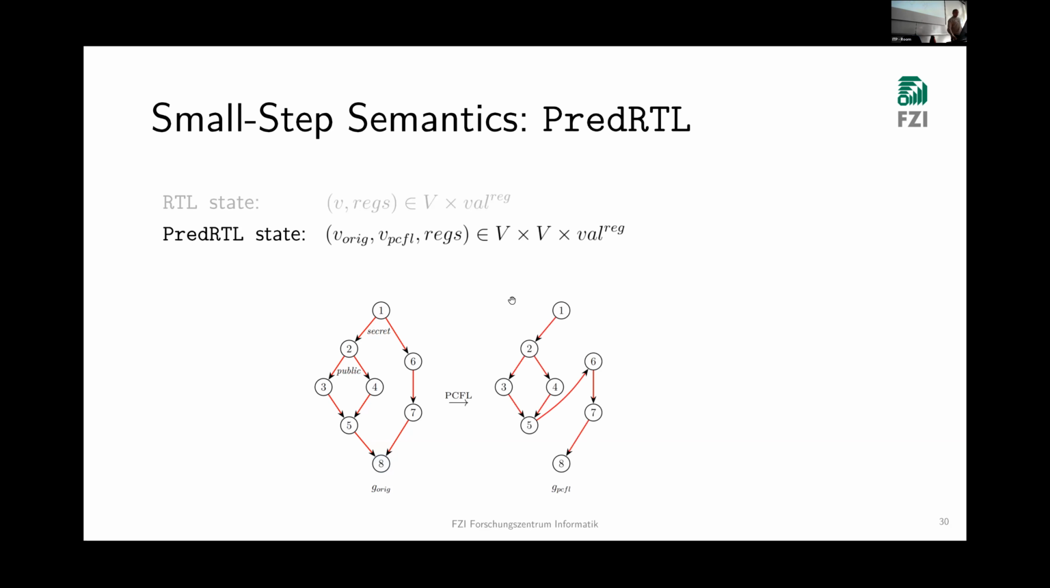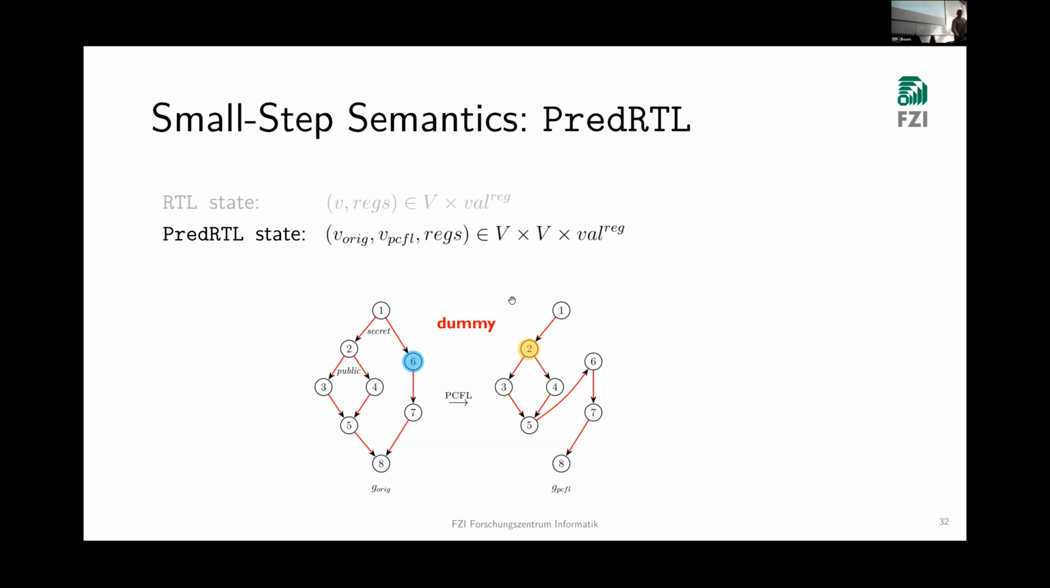And now, this is the semantics of pred-RTL. So here, the state doesn't only consist of the position in the original graph, but also simultaneously of a position in the transformed graph. So our initial state is the state 1, 1. We are at position 1 in both graphs. And we call this state live because the positions are the same. And now the next step, well, in the original graph, we go to vertex 6 because that's what the condition has made us do. But in the transformed graph, we only have one edge to vertex 2. So here we can only go to vertex 2, and now we are in the position 6, 2, which is a dummy state.